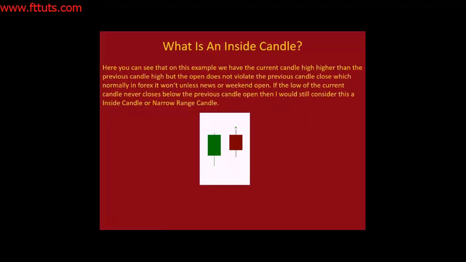Here you can see that in this example, we have the current candle high higher than the previous candle high, but the open does not violate the previous candle close, which normally in Forex it won't unless there's news or a weekend open. If the low of the current candle never closes below the previous candle open, then I would still consider this an inside candle or narrow range candle.